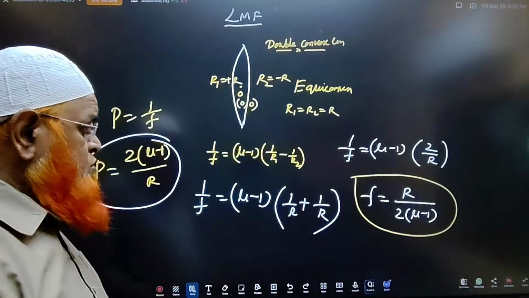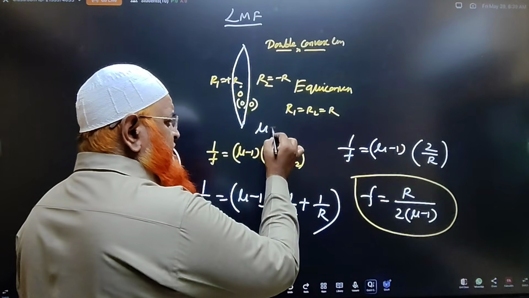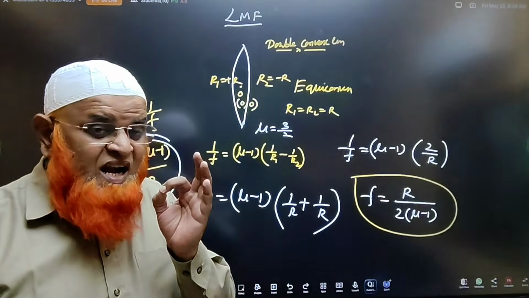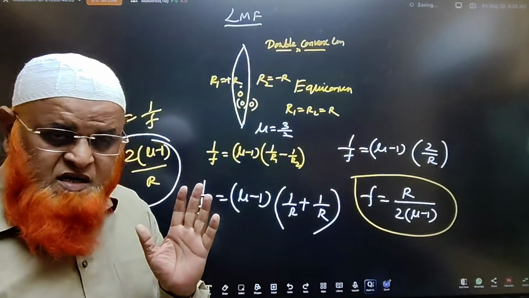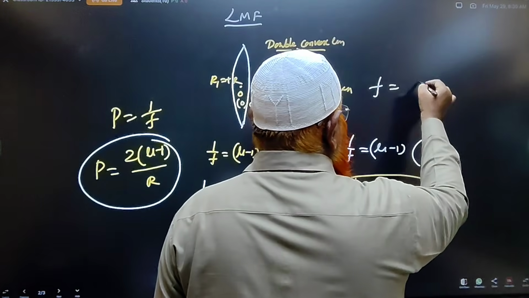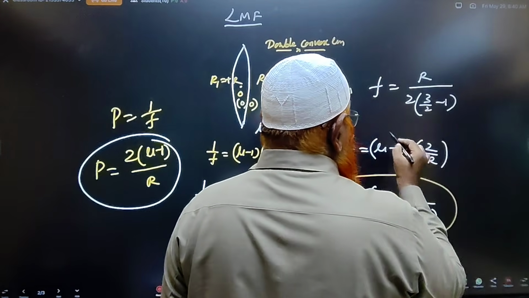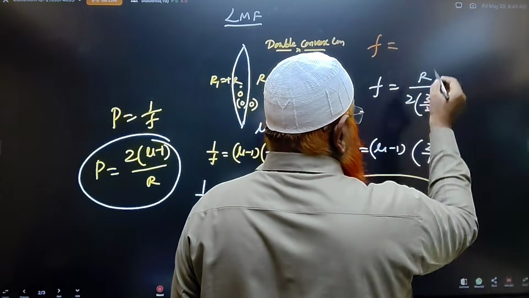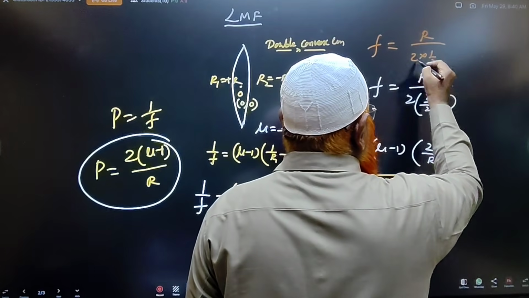Understand? So how to find the focal length by using this formula? Here, it is always understood that the refractive index of a glass lens is taken as 3 by 2. Is it understood what I am saying? Therefore, focal length is equal to r by 2 into 3 by 2 minus 1. What are you going to get now? So you get f is equal to r into, 3 by 2 minus 1 is 1 by 2, so 2 into 1 by 2 gets cancelled.